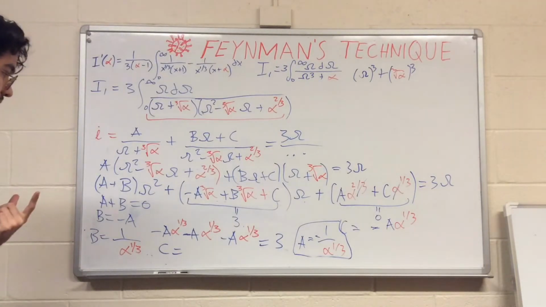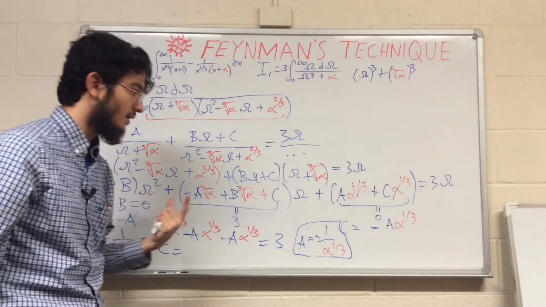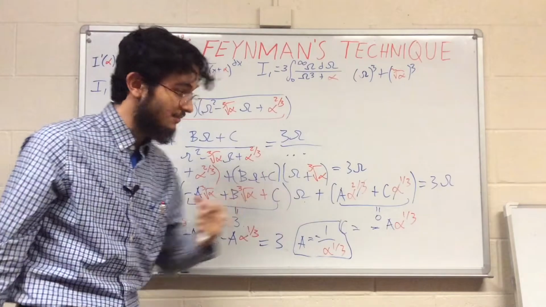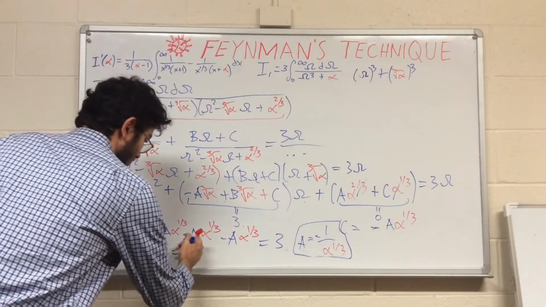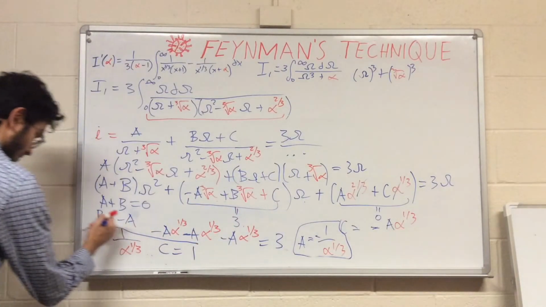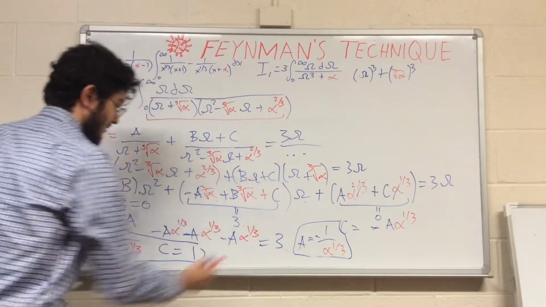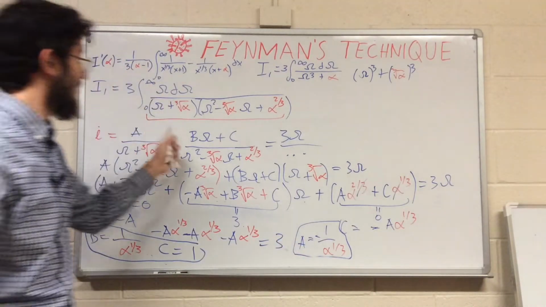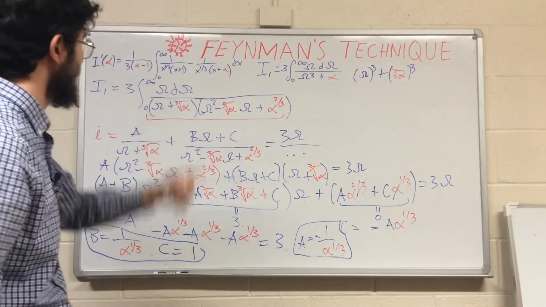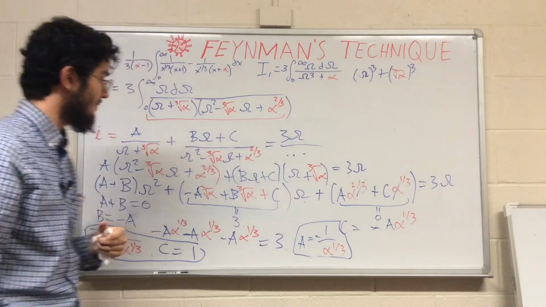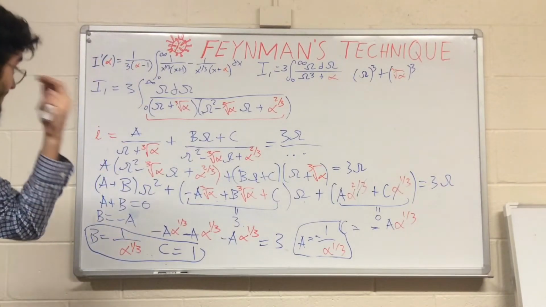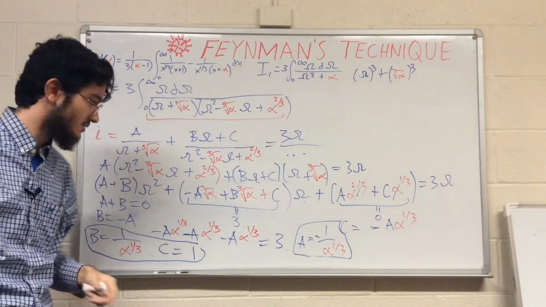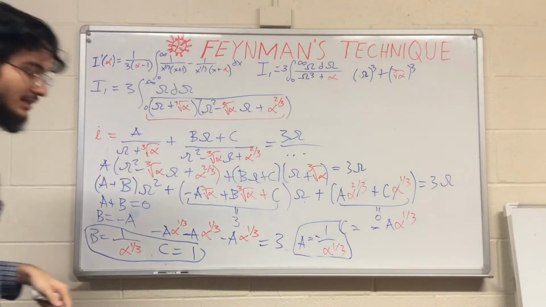And C, finally, is going to be negative A times alpha to the 1/3, so it's nothing but positive 1. So we got this and that, and we plug that into this over here. We integrate from 0 to infinity with respect to d alpha and d omega, and yes, we can solve this pretty easily.